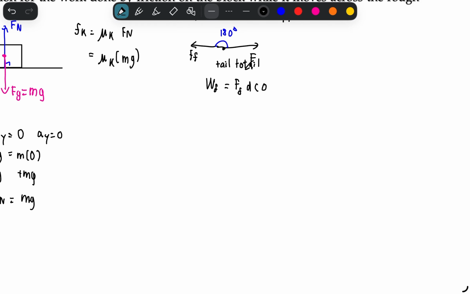And that's important because you don't want to take the vectors where you're doing this, because that's not going to be correct. You have to find the vectors when you put them end to end. So that's going to be cosine of 180 degrees. Cosine of 180 degrees is going to be at -1. So you are going to have negative force of friction times displacement, which was L, and we have -1 here. So this is what we get.